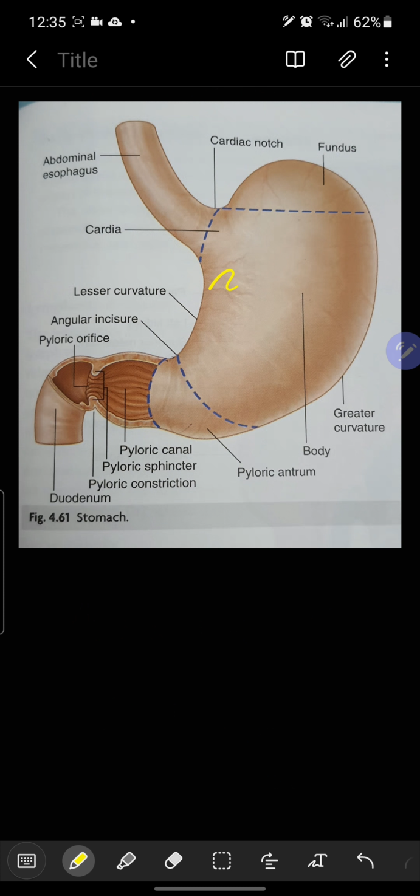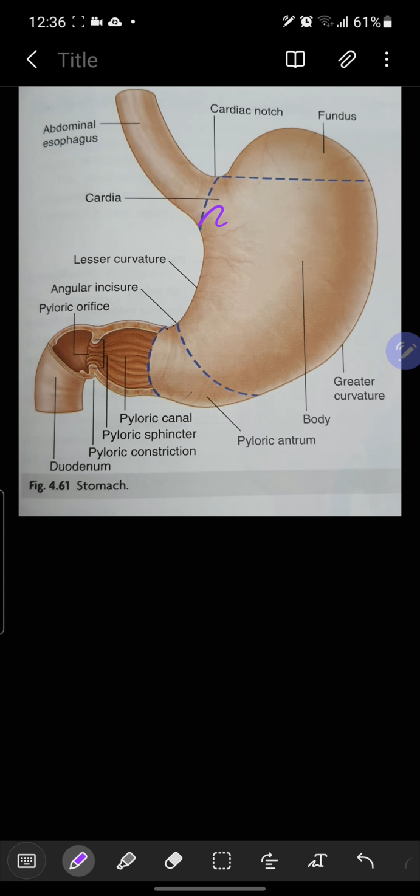So now coming on to the arterial supply. This is the fundus part. This is the cardiac part, where the esophagus is entering the stomach. This is the body and this is pyloric. Here you can see the cardiac notch which is present here. And two curvatures: lesser curvature and greater curvature.